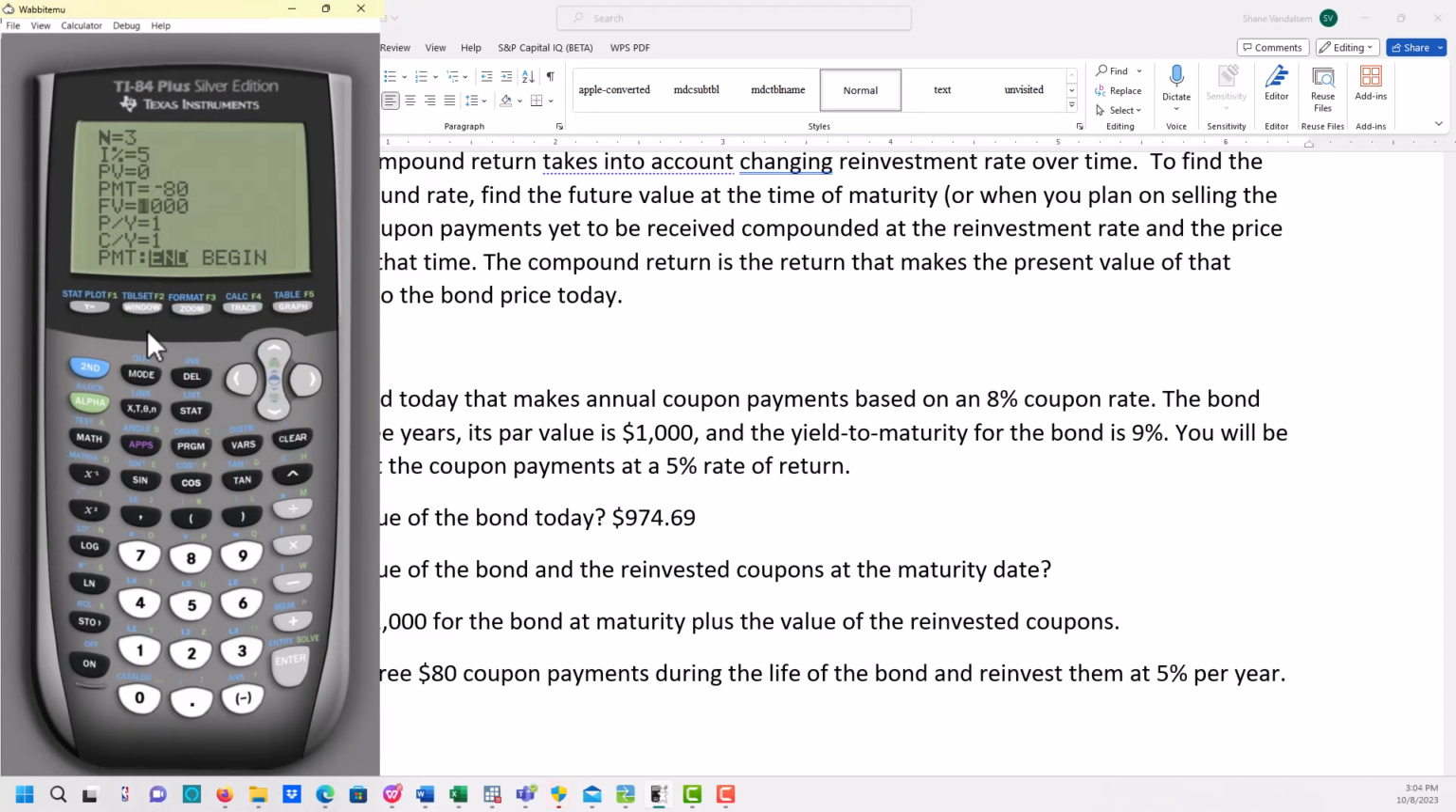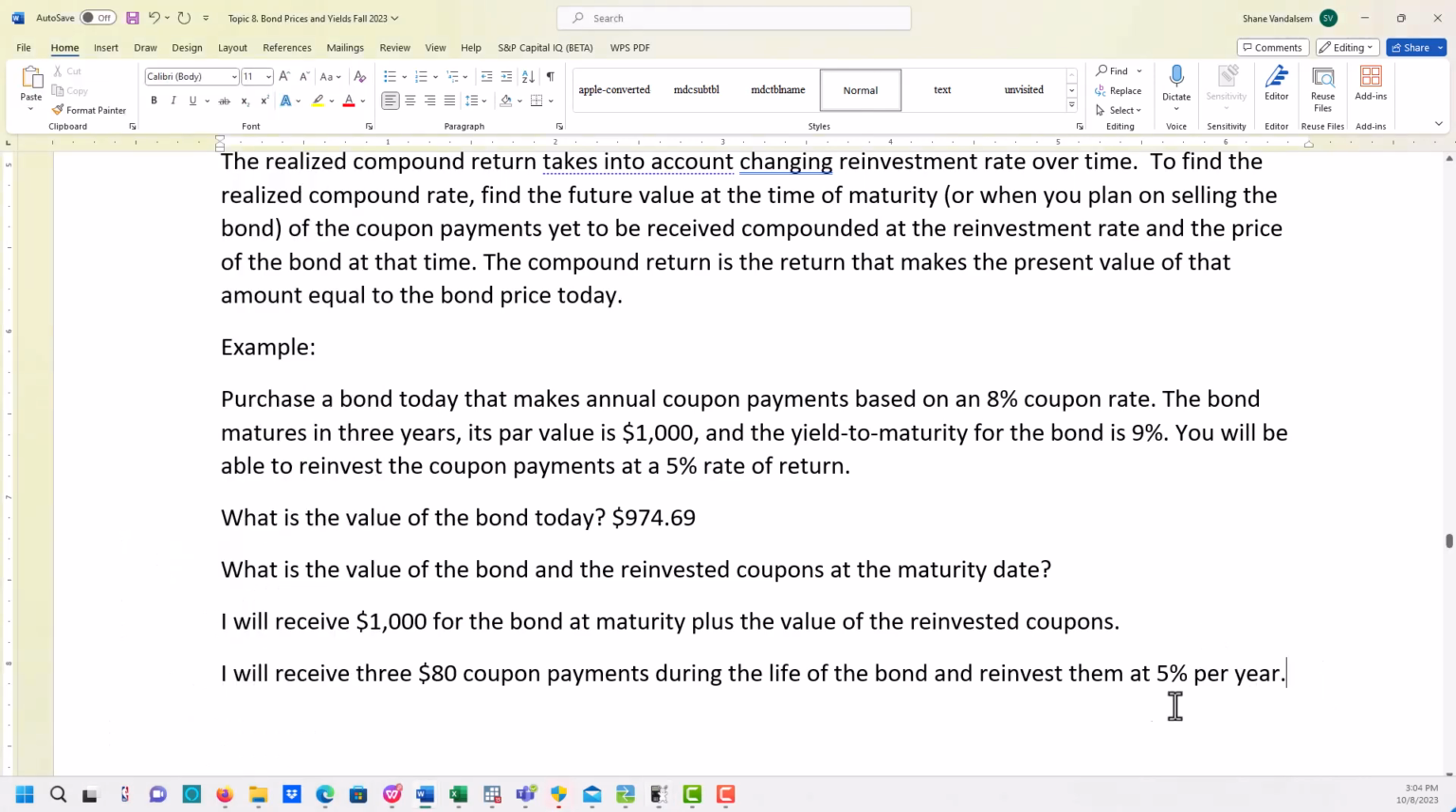So I have 3 payments of $80, earning 5% each time for each year. And at the end of the 3-year period, those 3 $80 investments are going to be worth $252.20. So the future value of my reinvested payments is $252.20.